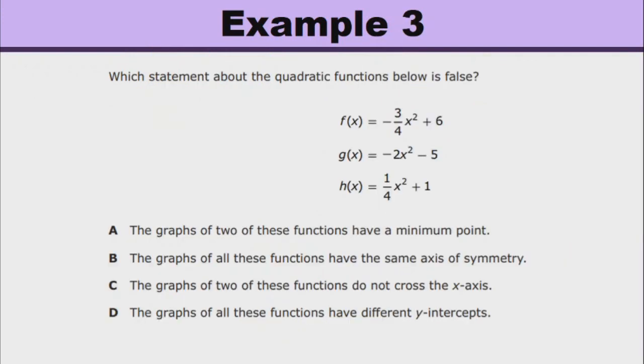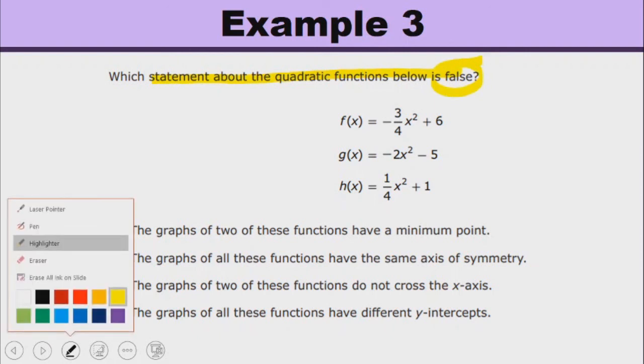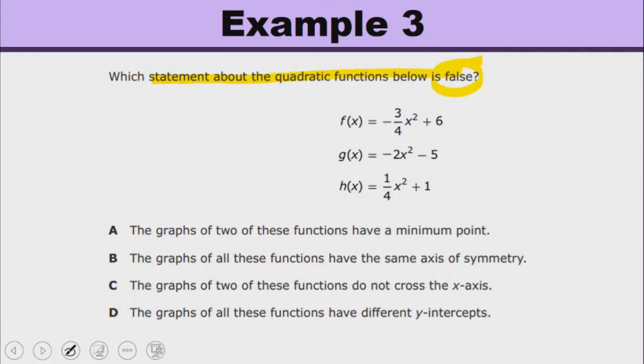So this is another example. In this, you are supposed to find a statement that is false. So you are looking for the false statement about the three functions f, g, and h. Let's look at the statement. The graphs of two of these functions have a minimum point. So look at f and g. We know they are going to look down, isn't it? So they are going to have a maximum. So two of these functions having a minimum is false. And that might be our answer. But before you can decide, let's read the other choices.